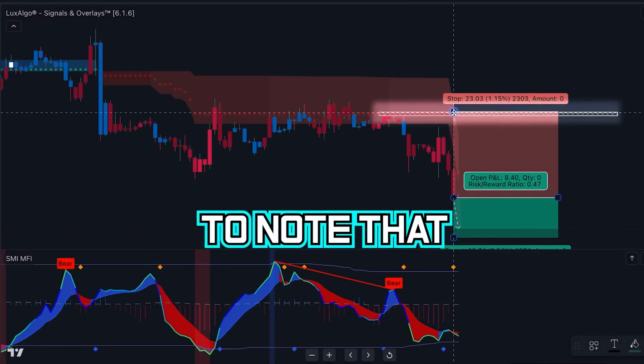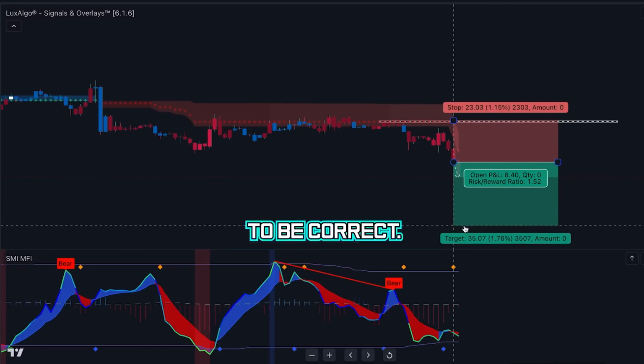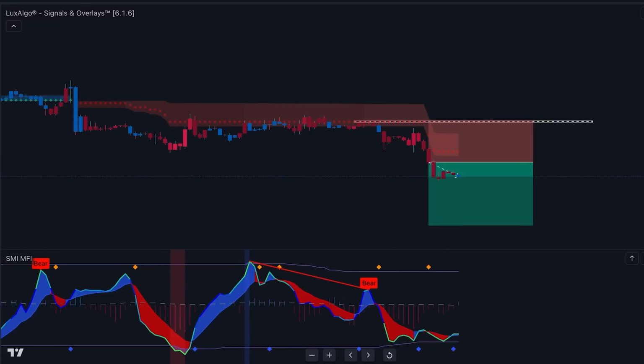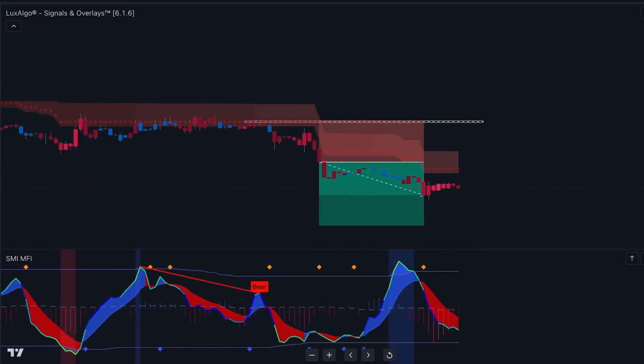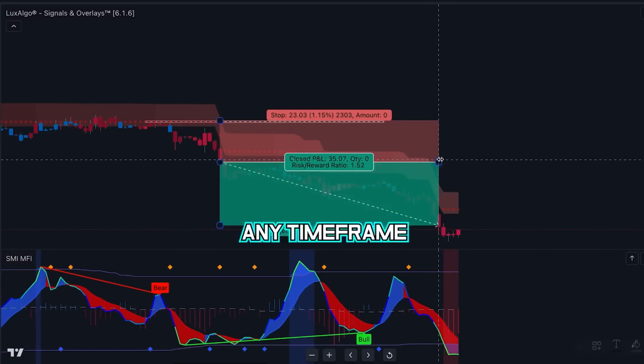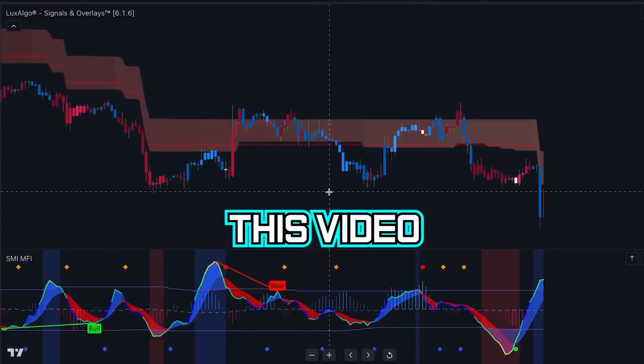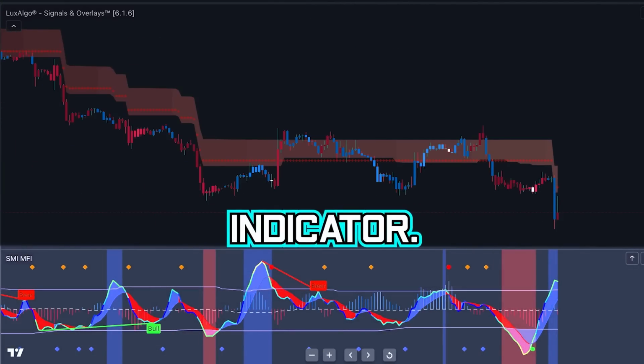It's important to note that the more confluences you have for an entry, generally the more likely the trade is to be correct. However, you can execute on this strategy with any 3 of the 5 confluences. This strategy can be used on any time frame below the 4-hour. We hope you enjoyed this video on the SMI of money flow indicator.